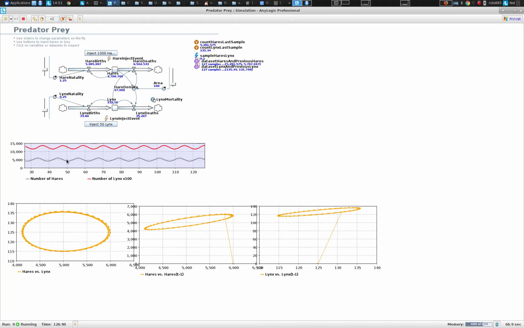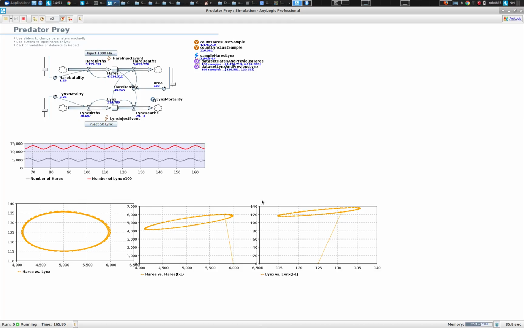And even as the hares decrease, for a short time, the lynxes still grow. There's this delay, and that leads the number of hares to really go down, and inevitably the number of lynxes go down as well. Now, this is a plot here over time showing the dynamics of that model.